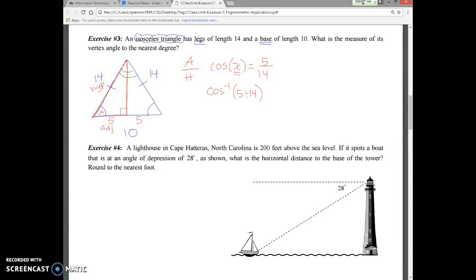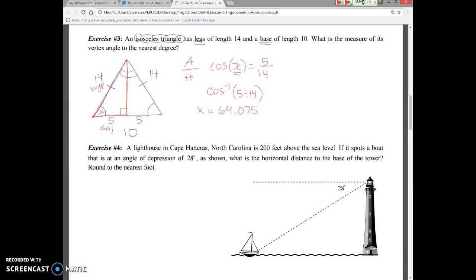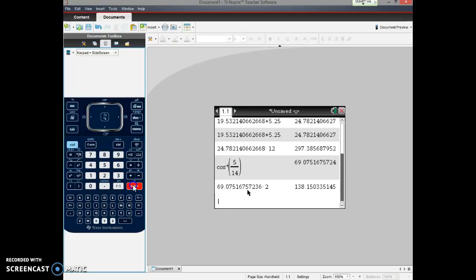So we have this angle measure x being 69.075. I believe that's what it said. Let's go back. 075. Yes. And so we have that twice because we have two base angles that are the same. So when you multiply that by 2, you would get 2 of those angles total. Oh, excuse me, my marker's all messing up here. There we go. So times 2. And so we have 138 degrees total.